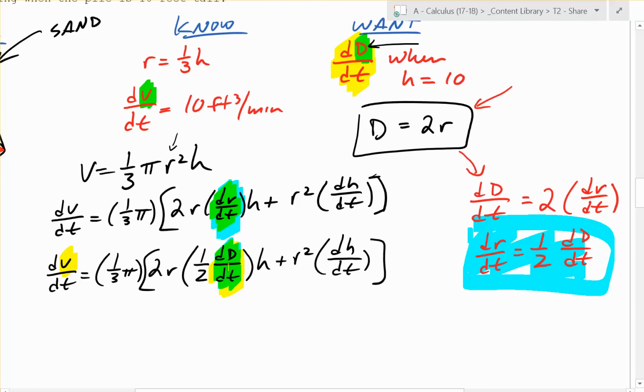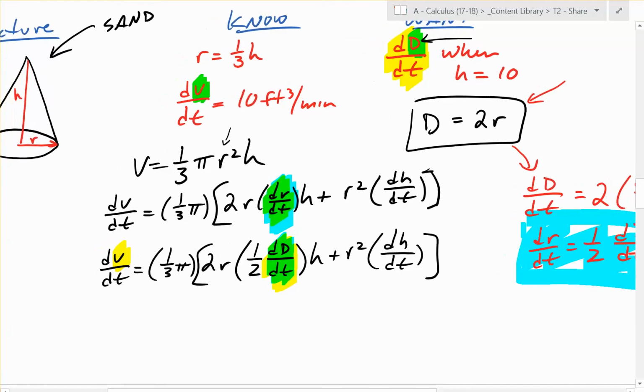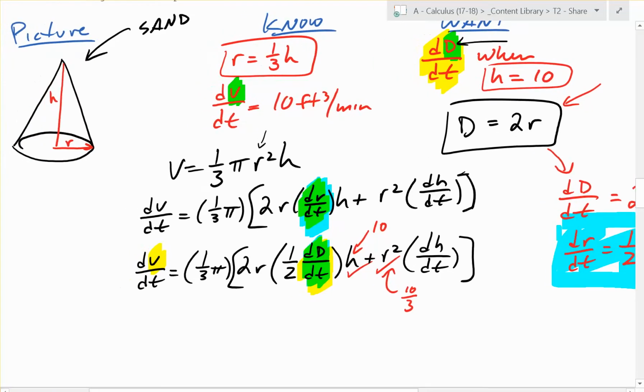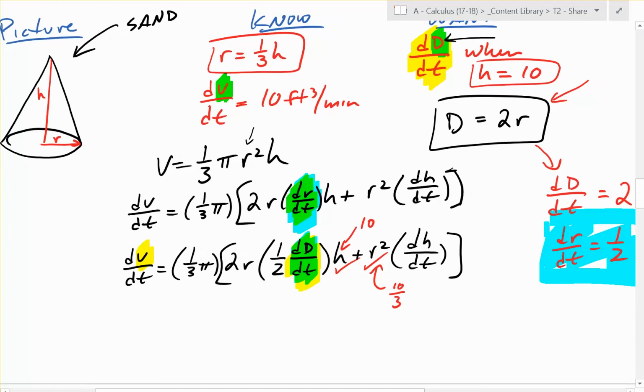We need to get rid of everything else, so we need the radius, the height, things like that. We know when h is 10, so that is going to be 10 right there. We also know that the radius is always 1/3 the height, so that r right there is going to be 10/3. So we've gotten rid of that one, and we've gotten rid of that one. Now what about dh/dt?